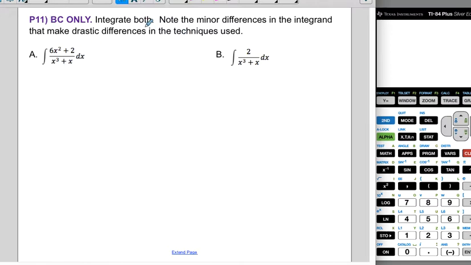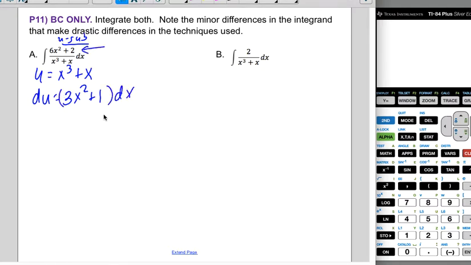one of these is probably partial fractions because the denominator factors. But if we look here, what would happen if we try u-sub, right? Well, this one's definitely not u-sub because the top is just a 2 and that's not the derivative of the bottom. But if I try making u x cubed plus x, my du would be a 3x squared plus 1, which is absolutely a multiple of 6x squared plus 2. So du over a 3x squared plus 1 is going to be my dx.